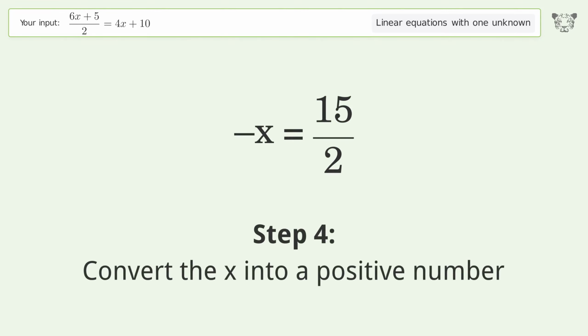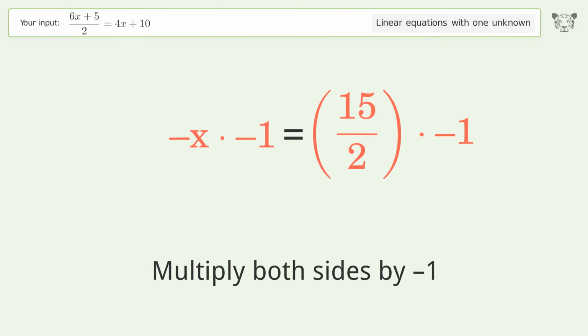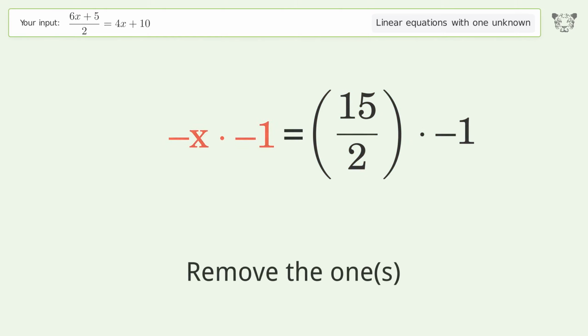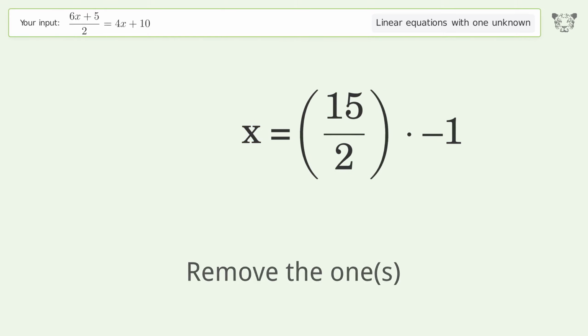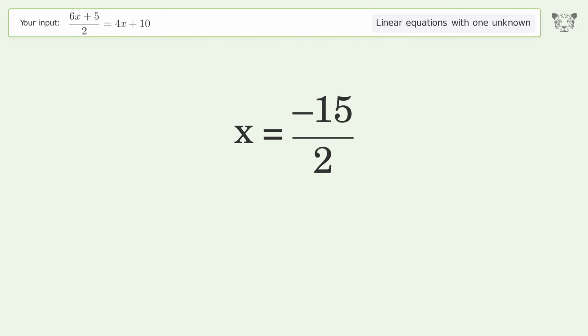Convert the x into a positive number. Multiply both sides by -1. Remove the ones. And so the final result is x equals -15/2.